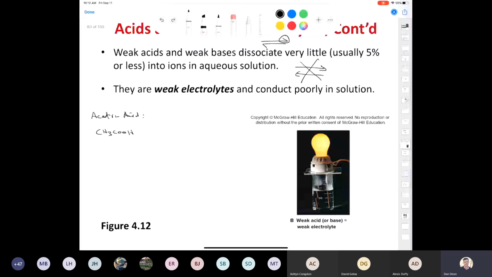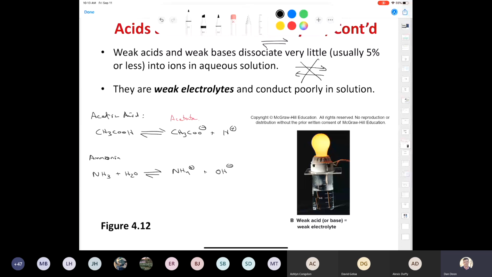What about ammonia? I'll just give you this one quickly. There's no hydroxide in ammonia, because what happens is ammonia actually reacts with water, and it takes a proton from the water to give you the ammonium ion plus a hydroxide ion. I'm going to talk about that more later on in the class, but I just want you to know that since these are partial dissociations, they are weak electrolytes.